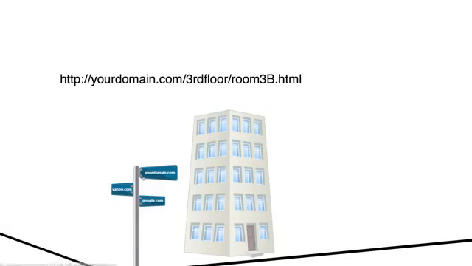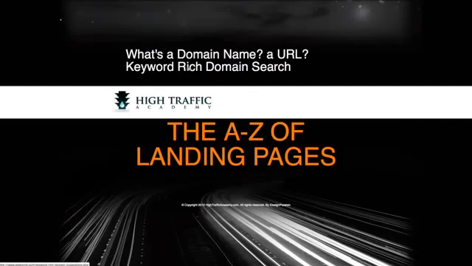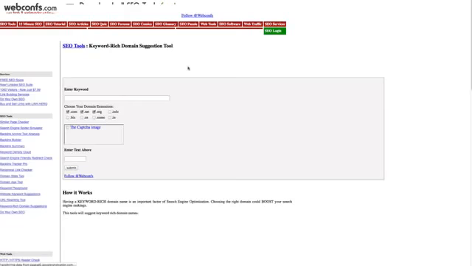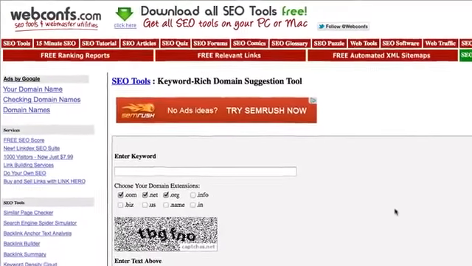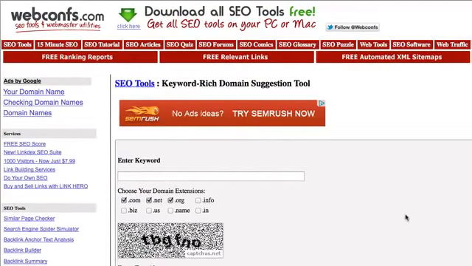Let's jump right to our next topic, which is keyword-rich domain searching. I usually use a resource here called WebConFS. Well, this resource basically helps and suggests keyword-rich domain names. Now, having a keyword-rich domain name helps a lot, and it's an important factor of search engine optimization.